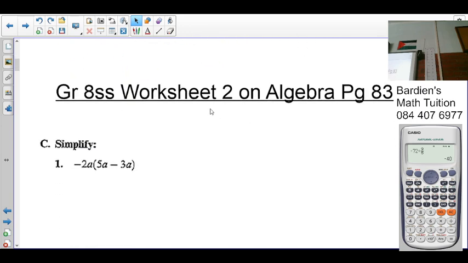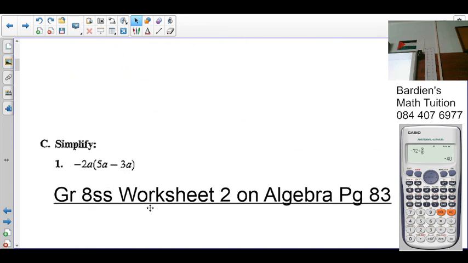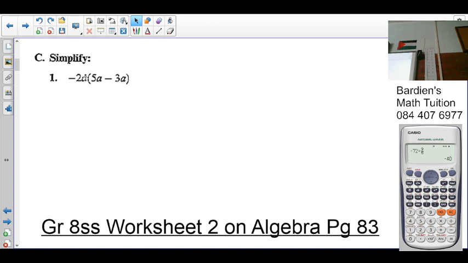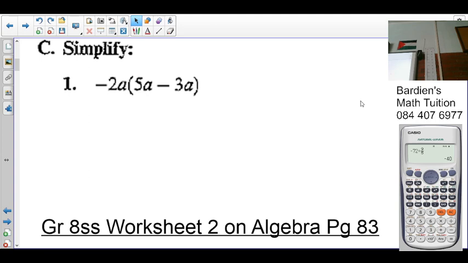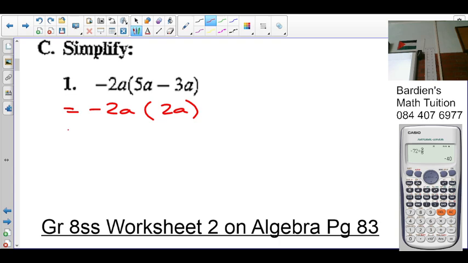Okay, am I moving too slow? Yes, okay, I'll pick up the pace a bit. People, inside the brackets, they ask you to simplify. Inside the bracket, is it like or unlike terms? Like. So it's going to be negative 2a into 5a minus 3a. Negative times positive is negative. 2a times 2a, 4a squared. All okay with that?